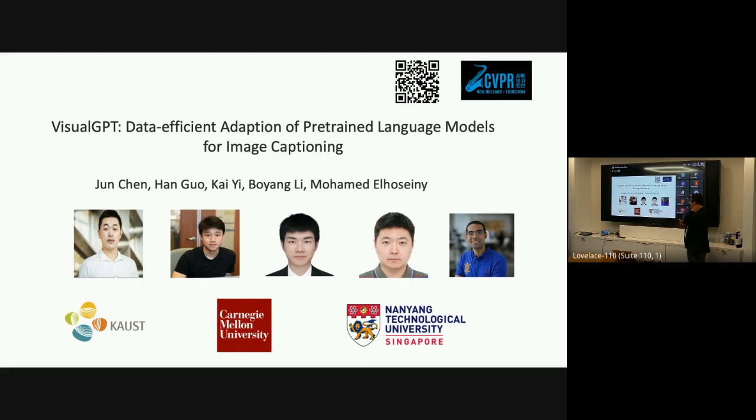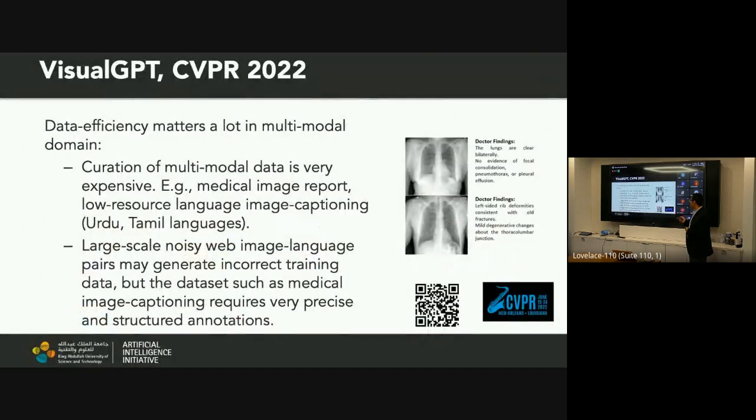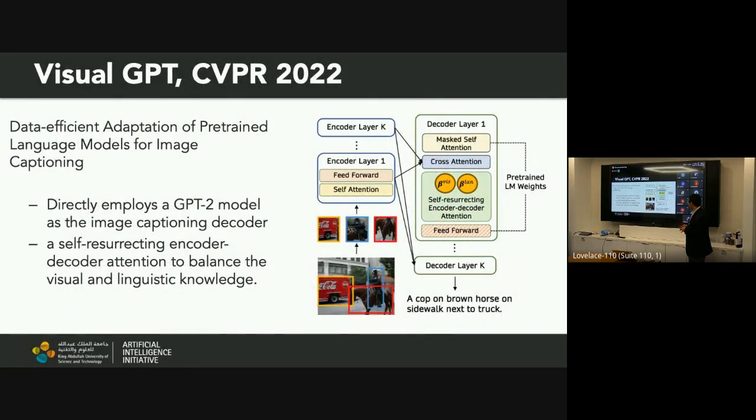Okay. So we have this paper that we put on arXiv several months before Flamingo. It has a similar idea. The paper appeared at CVPR last year, and the idea is to leverage a pre-trained GPT-2 to enable efficient image captioning. You have a model that knows how to speak very well, but it is not trained to speak about images. So we fix most of its weights over here.